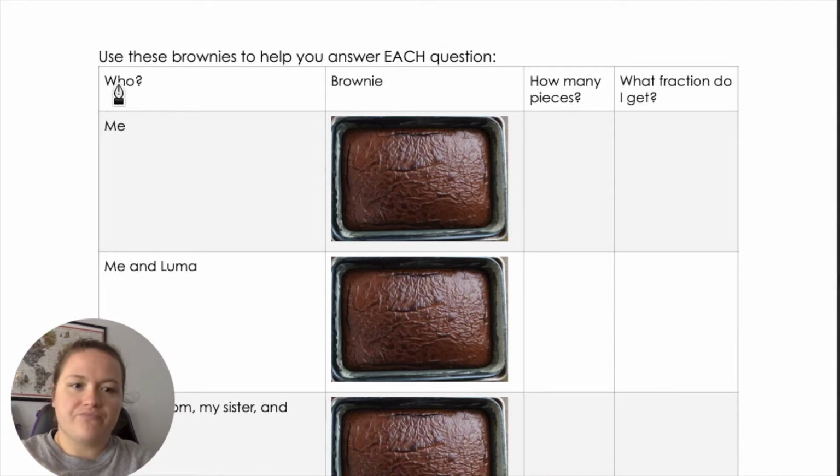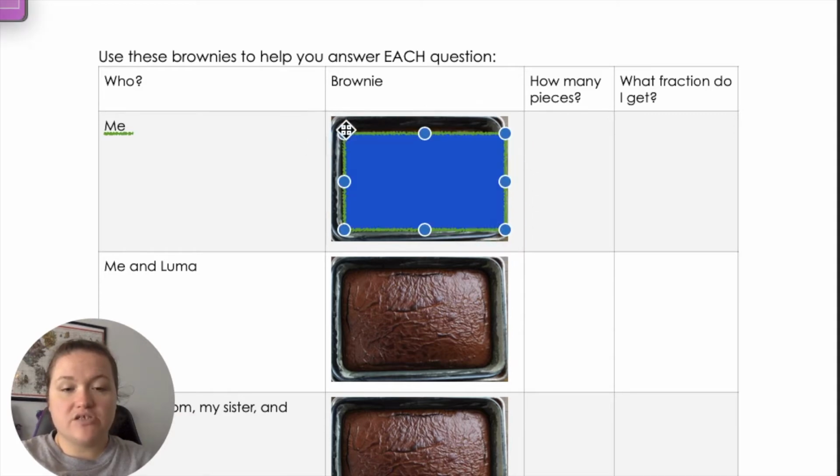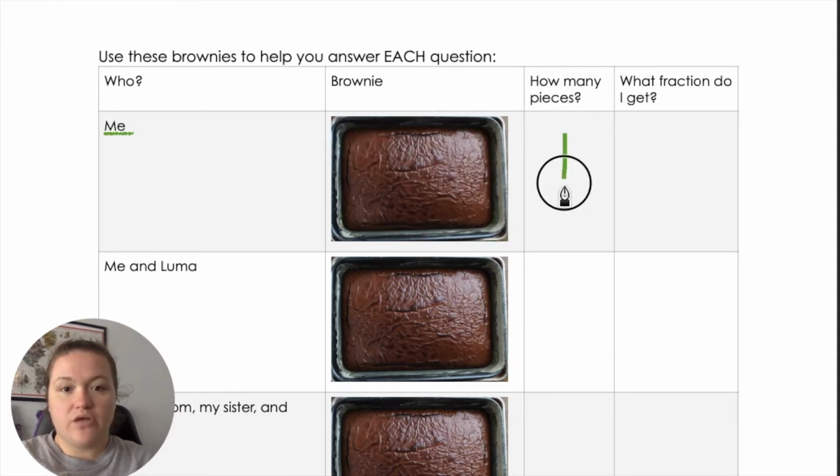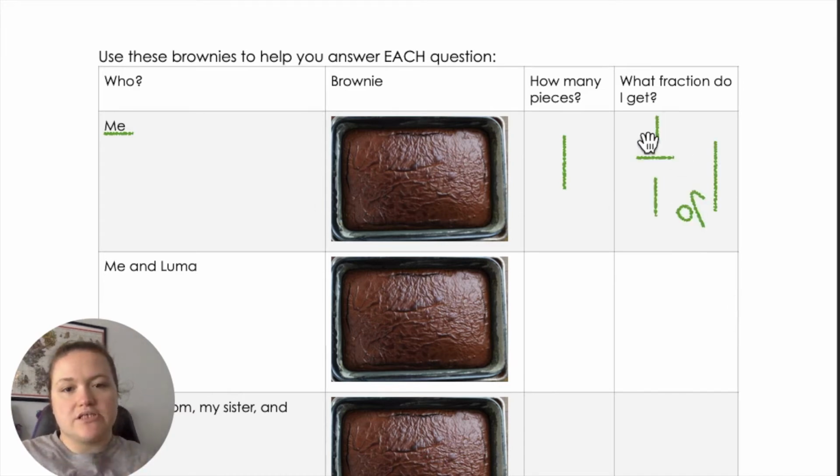All right, so who's eating this brownie? For the first question, it's just me. And as I said, I'm eating the whole entire pan of brownies. So I only need one piece of brownie. So how many pieces do I need to cut this into? None? I don't need to cut it into any pieces. It's already one big piece. So how many pieces is the brownie? It's just one piece. And what fraction do I get? This is one piece. It's 1 out of 1 pieces, or 1.